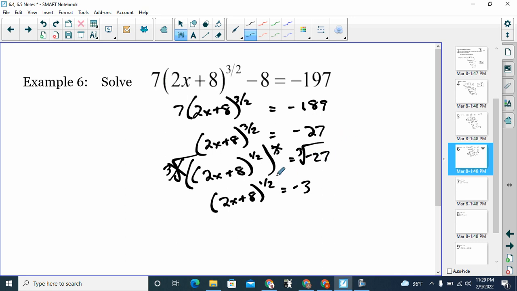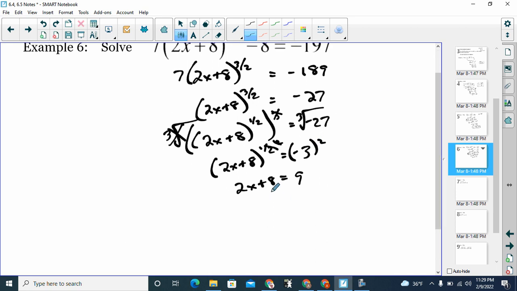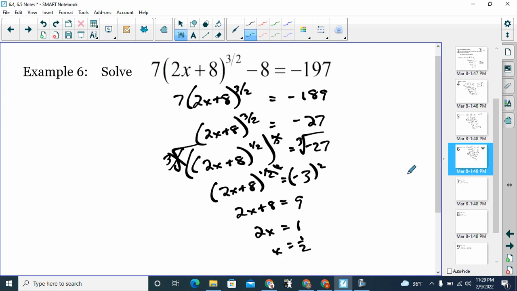Now I square both sides. 2x plus 8 equals 9. Notice here when I took the cube root of both sides as an odd root, I do not include a plus or minus there. Subtract 8 and divide both sides by 2. X equals 1/2. We do want to check our solution.